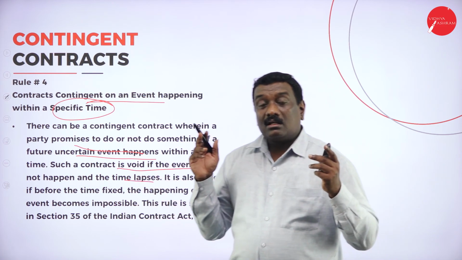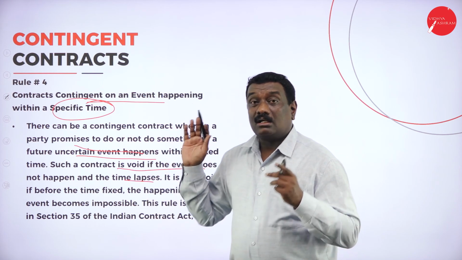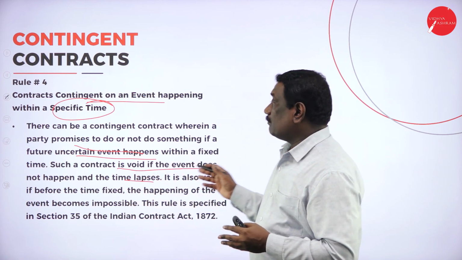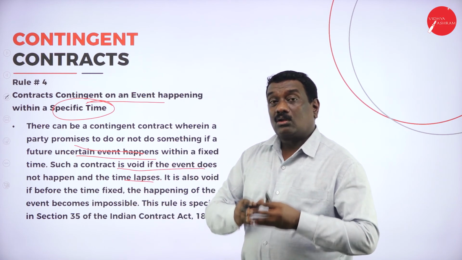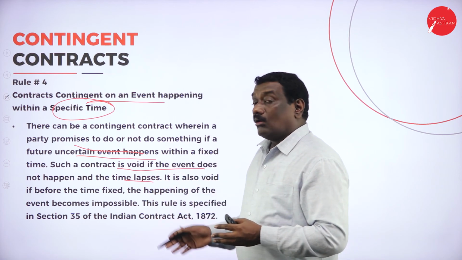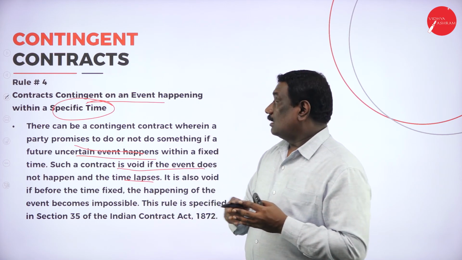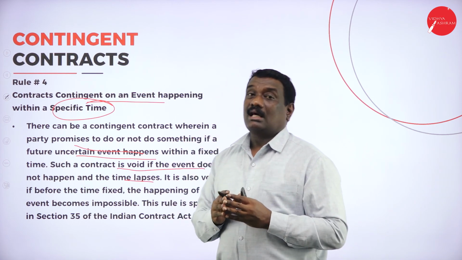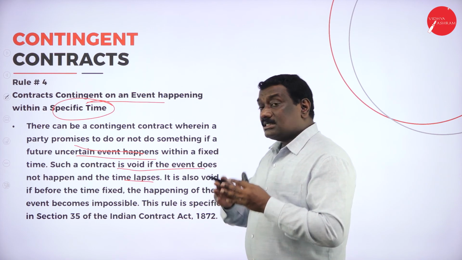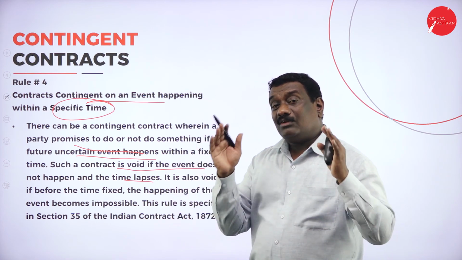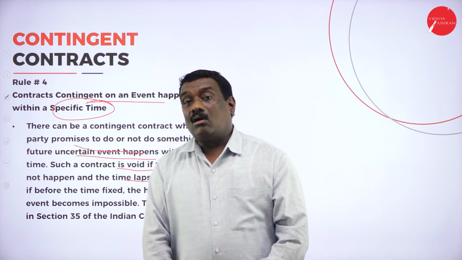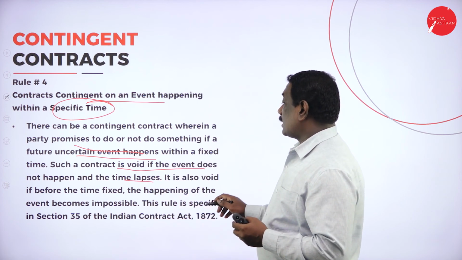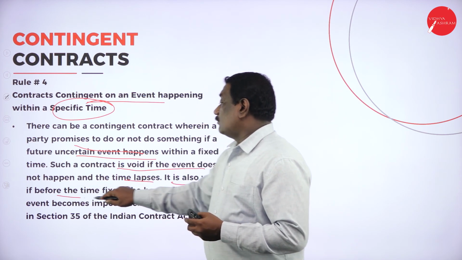So here, there can be a contingent contract where the party promises to pay, or to do something or not to do something, for an uncertain event which may happen within a stipulated or specific time period. If that particular event does not happen within that stipulated time period and it lapses, then it cannot be called a contingent contract.